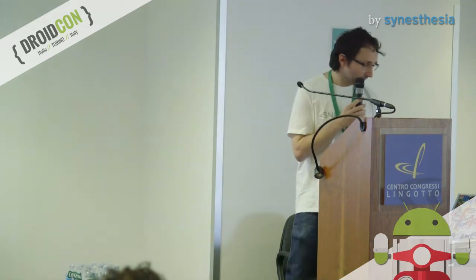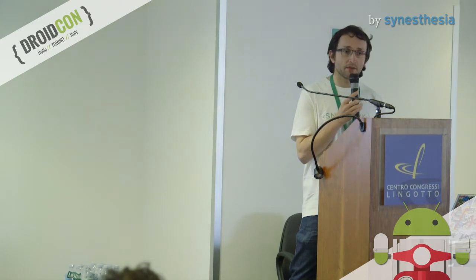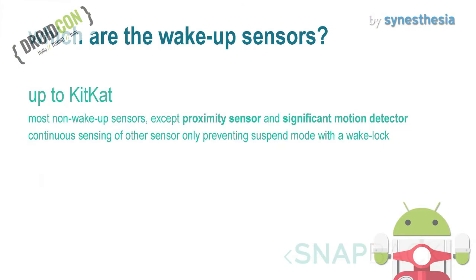On the other side, there are non-wake-up sensors that work only when the processor is awake, and all events when the processor is suspended are simply lost. So it's very important to know if a sensor is wake-up or non-wake-up. But which sensor is wake-up and which sensor is non-wake-up?